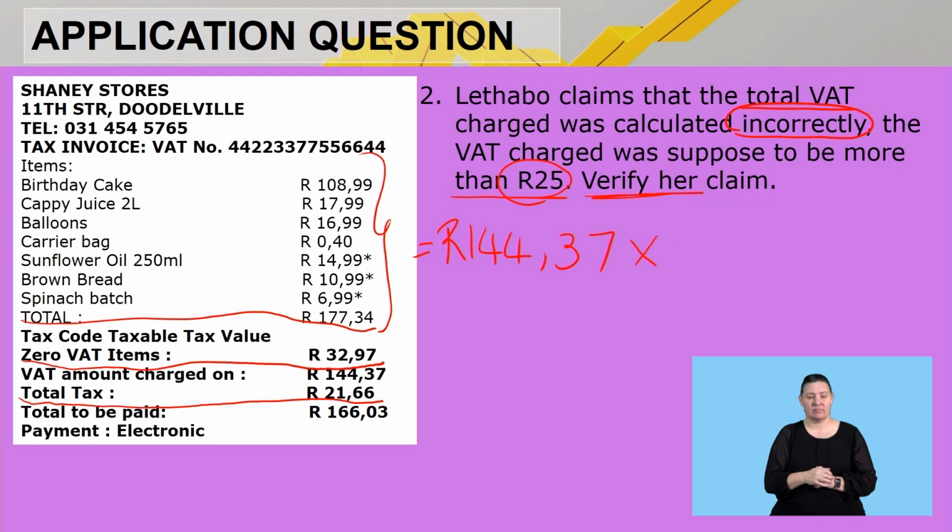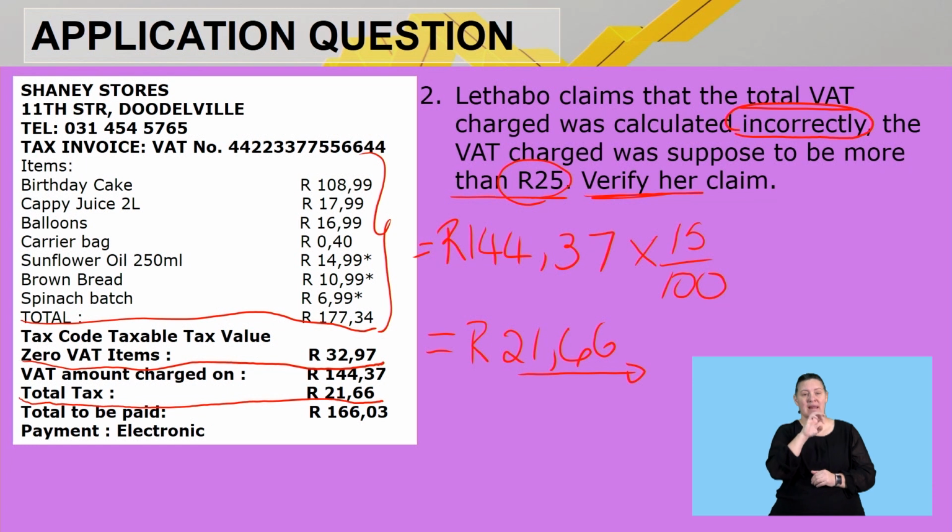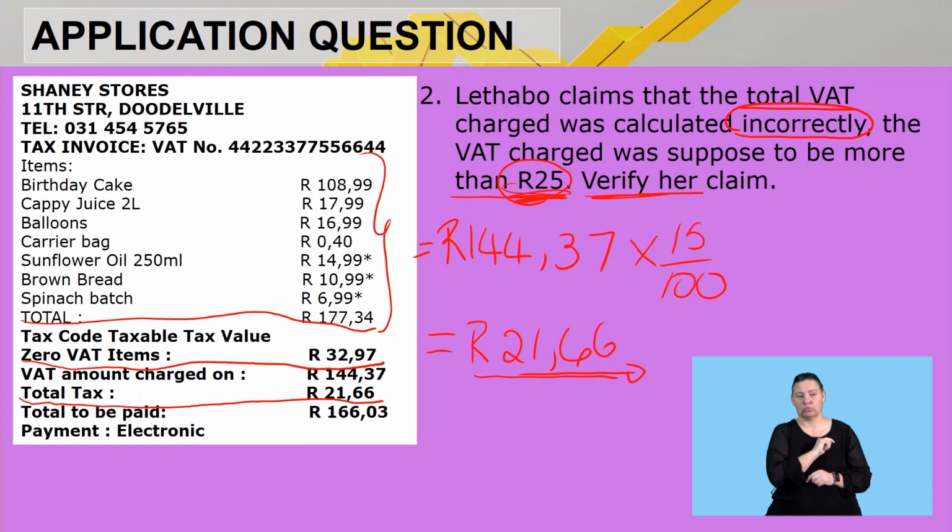So we are going to say 144.37 multiplied by 15 over 100. This gives us an amount of 21 Rand 66. So Lithabo's claim was incorrect because she said that it should have been more than 25 Rand, only to find out that it is only 21 Rand 66.